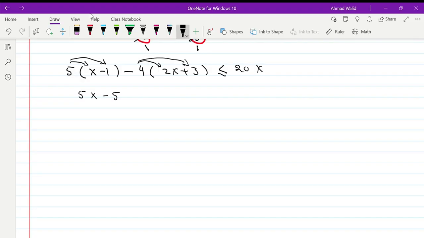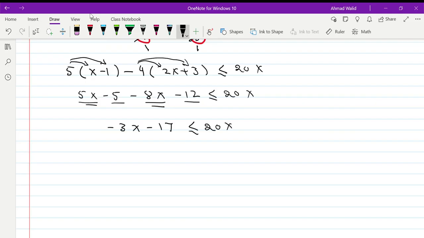Negative 4 times 2x gives you negative 8x. And negative 4 times 3 gives you negative 12. Less than or equal to 20x. Combine like terms, these two and these two. 5x minus 8x gives you negative 3x. Negative 5, negative 12 gives you negative 17. Less than or equal to 20x. Now bring the x's to one side and the numbers to the other side.